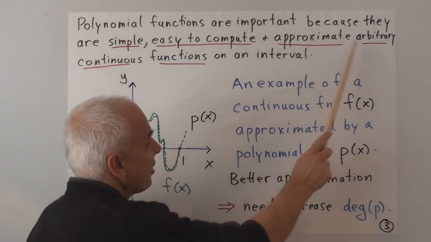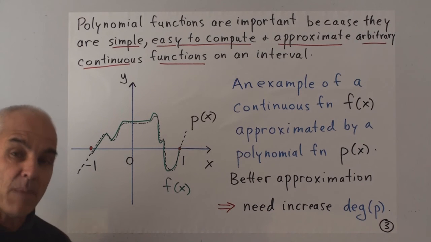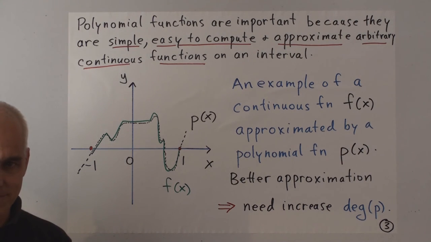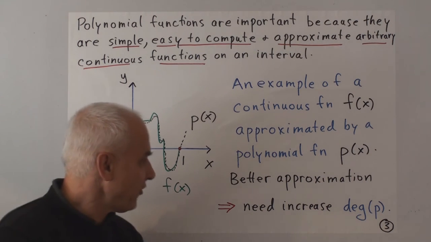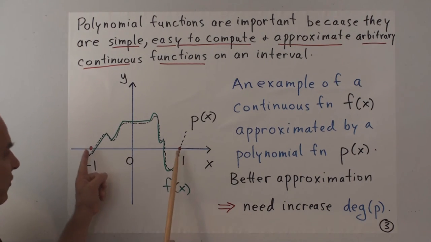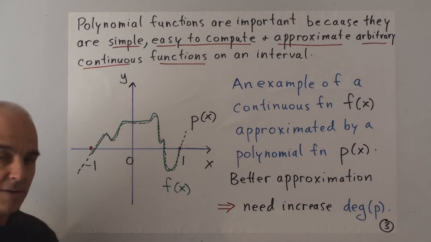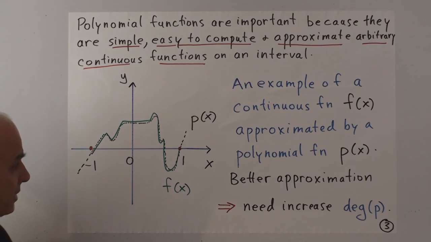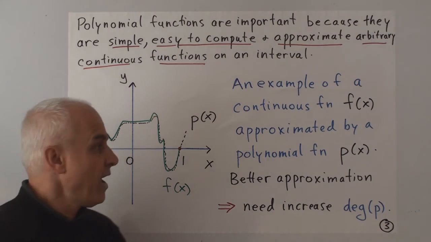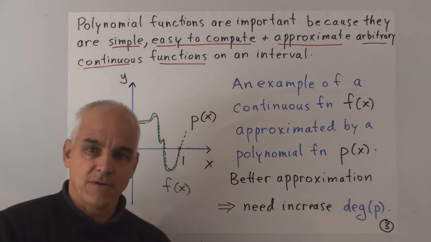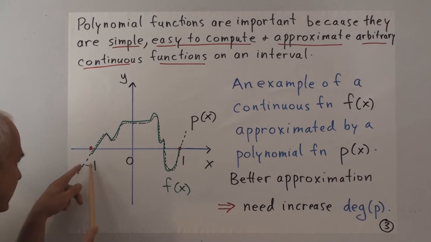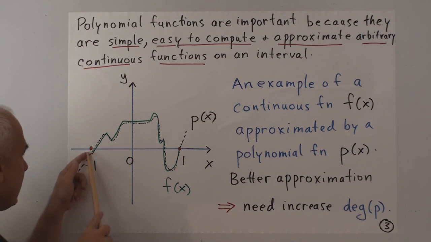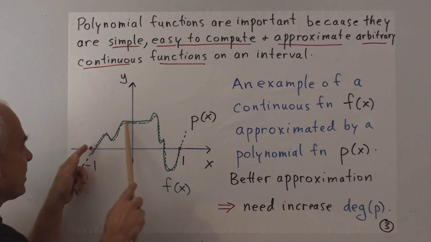And another more subtle property is that in fact it turns out that they approximate arbitrary continuous functions on an interval. Let's make sure we understand what that means. Now suppose we have an interval on the horizontal axis. Let's say the interval from -1 to 1. And suppose that we have a continuous function f of x on that interval. So it means that we're starting at some definite point, we're ending at some definite point at the other end, and in between the function is doing something continuous.